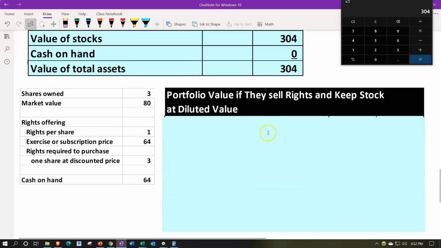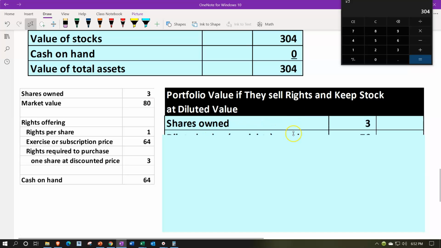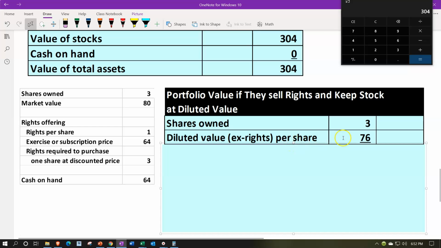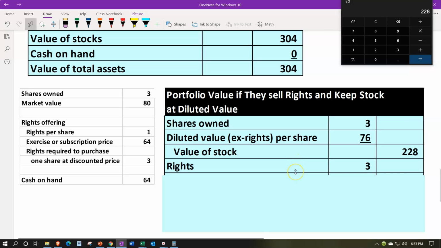What if we looked at the portfolio value if they sell the rights and keep the stock at the diluted value? So what if we just said, nah, we're not going to buy the new stock. We don't want to pay our $64 here. So maybe we could sell the rights, and that would result in us having the 3 stocks, but they would be a little bit less in value, and we would be compensated with cash for the rights themselves. So in that case, the shares owned are 3, and now they're not worth $80 anymore. They're worth $76. So 3 times 76, same 3 shares, but now they're only worth $76 due to them being diluted, in essence, by issuing shares and getting money into the company at less than the market value of the shares. So that means that the stock value is about $228.